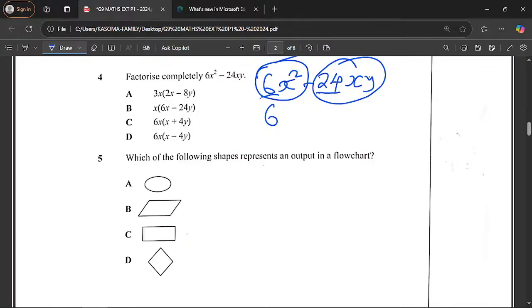Now, once you have the letters found in both terms, the next thing you need to ask yourself is, which is the smallest power between the two? We have x here raised to the power of 2, which is the biggest power, and we have x without any power. Remember, in indices we learned that if a letter is written without a power, its power is 1. So which power is smaller between 2 and 1? It is 1.